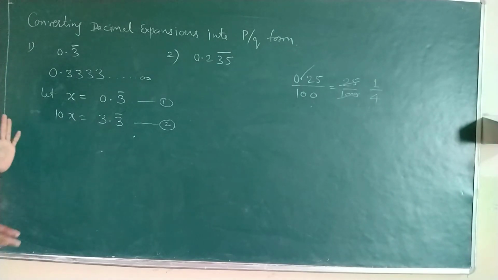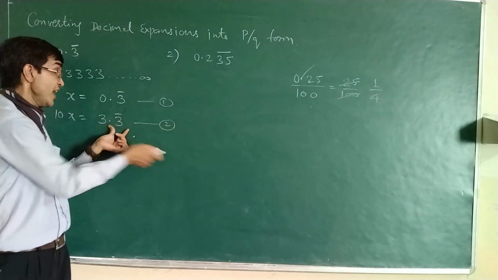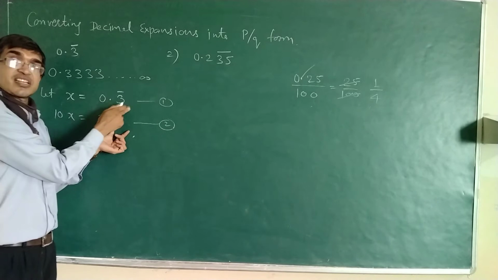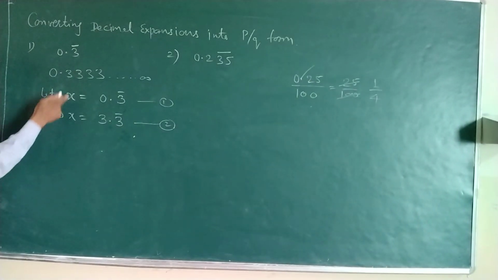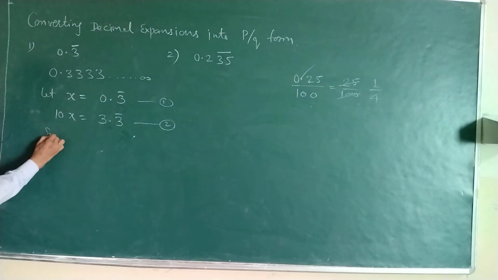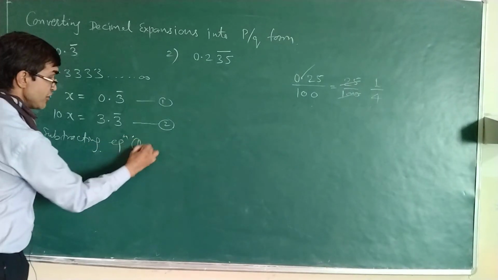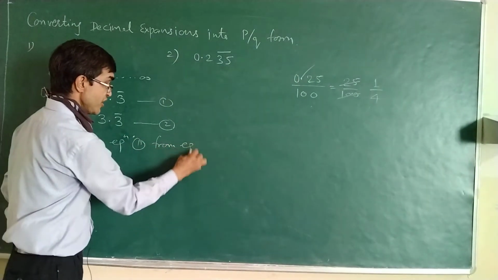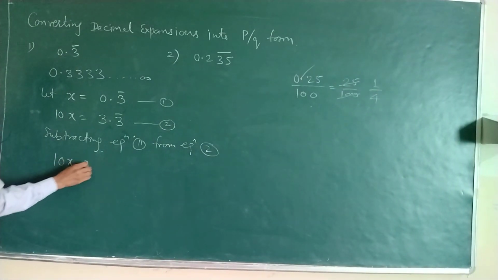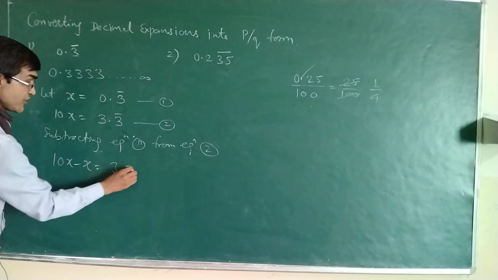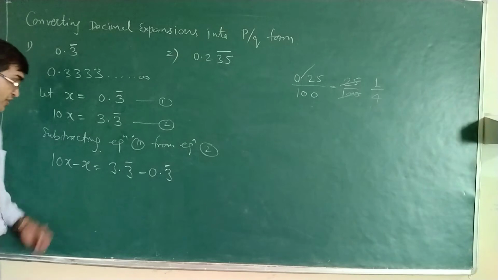What will happen when we subtract? This 0.3 bar means 0.3333 and so on up to infinite, and here also 0.3333 up to infinite, that will cancel out. So here if you subtract, 10x minus x, subtracting equation 1 from equation 2, you will get 10x minus x equals 3.3 bar minus 0.3 bar.